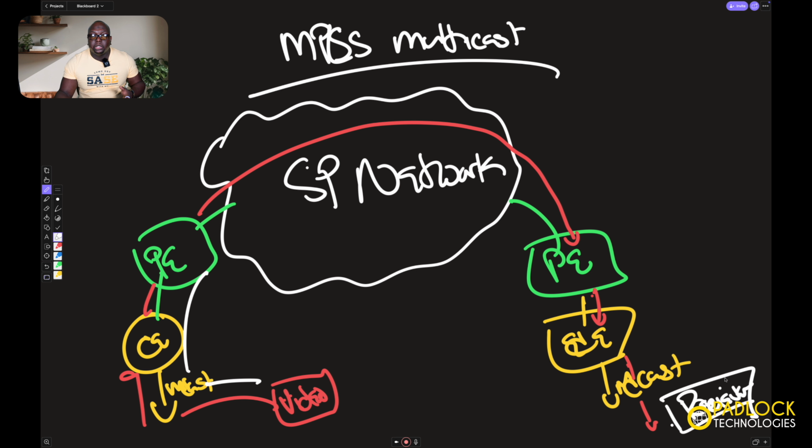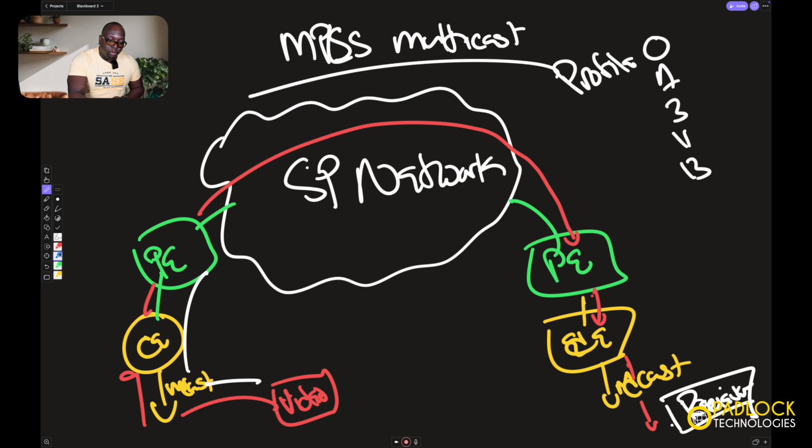Now, from a Cisco standpoint, there are a ton of profiles. They call them multicast profiles that you can run. Now, I'm only going to go over maybe 5. So we got profile 0, we got 1, 3, 11, and 13. But there's a whole lot more than that, but some of them are not supported by the Cisco platform. So the old one here is profile 0, which is the traditional MDT.